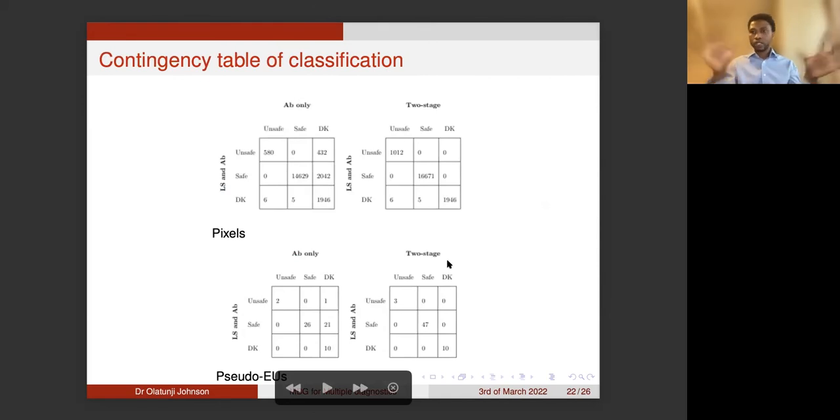Just to visualize this result more clearly, I present it as a contingency table. The upper panel is for the pixel level. The left panel shows the lower scope; when you use both data and the antibody data, you can see there is some misclassification here. By the time we use the two-stage strategy, pretty much all the pixels are well classified. We still have a very few, just 11 pixels, wrongly classified out of about 90,000. Then for the pseudo-EU classification, when you use antibody alone, you can see some misclassification. But by the time we use the two-stage strategy, we are able to classify all the pseudo-EU correctly.